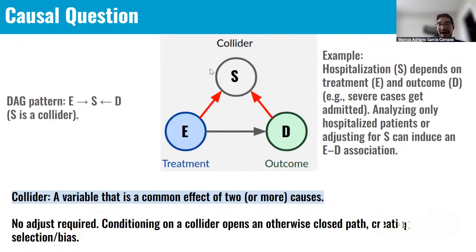However, if I adjust for the collider, I can imply a bias because in this example I will see just the severe cases and not all the cases that I want to study. I don't know if I was clear, but I will give another example of a collider and it will be more clarified. So this is not a cause of both exposure and outcome, and because of that we call it the collider.